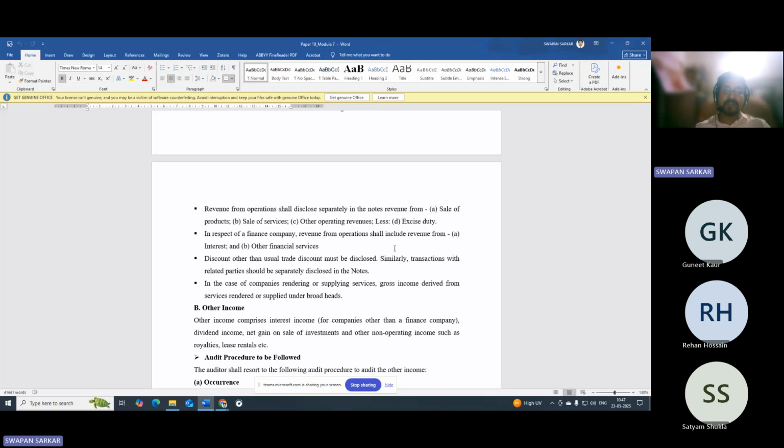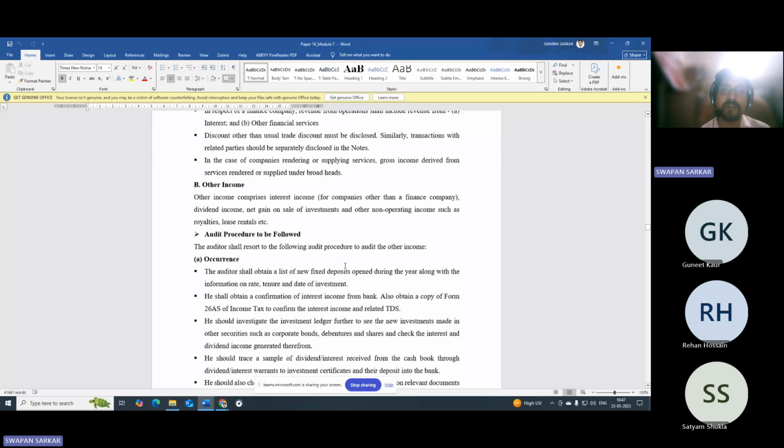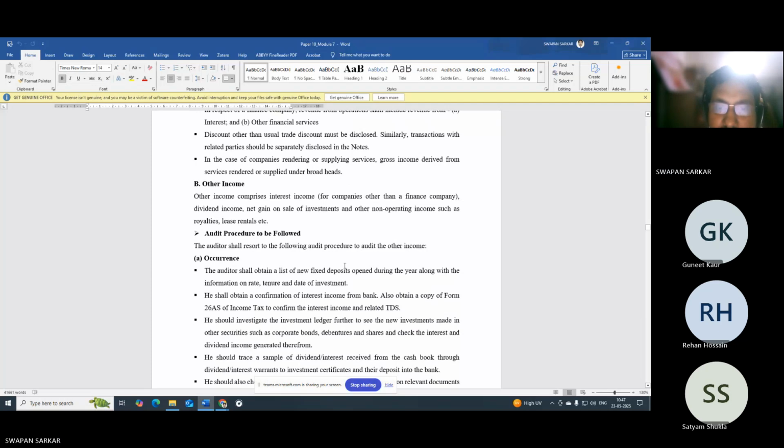Other income. Other income comprises interest income, for example, other than a finance company, dividend income, net gain on sale of investment, and other non-operating income such as royalty, lease rental, etc. So all these are included in the financial statement. Then audit procedure to be followed for income from services rendered or supplied under broad heads.